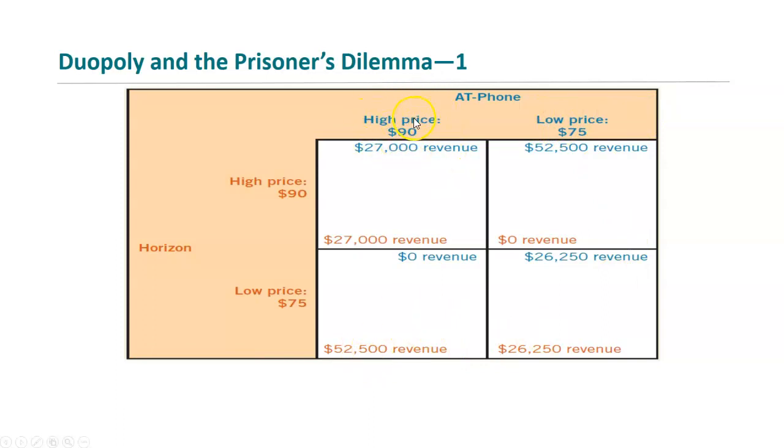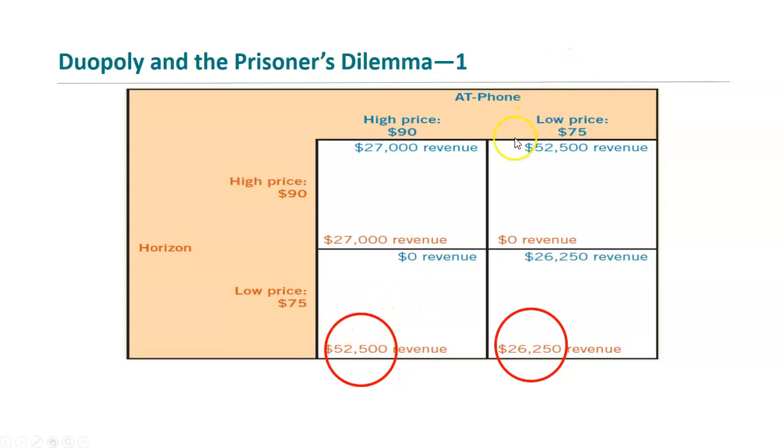If AT Phone sticks to the plan, then we're in this column, and my options are to also stick to the plan and make $27,000, or to lower my price, to cheat, and make $52,500. Which is better? Clearly more money is better for me, right? What if AT Phone cheats, though? What if they don't stick with the plan? What if they lower their price? Then we're in this column. And if I stick with my high price, then they run away with all the revenue. So, of course, what's better for me is also to cheat, also to lower my price, right? So it turns out that I have a dominant strategy of cheating, of not sticking with the plan, because regardless of what AT Phone does, it's best for me if I lower my price, if I cheat on the plan. And keep in mind, lowering a price is the same thing as increasing the number of customers that you serve because of the law of demand.